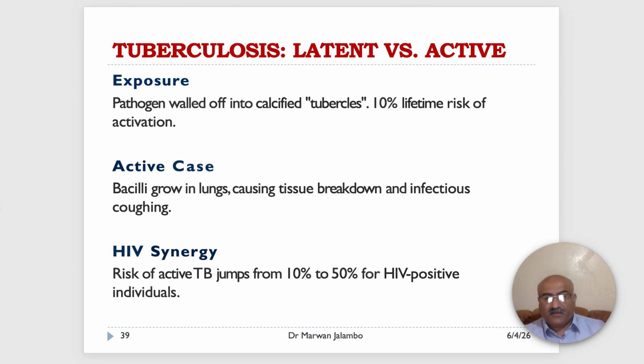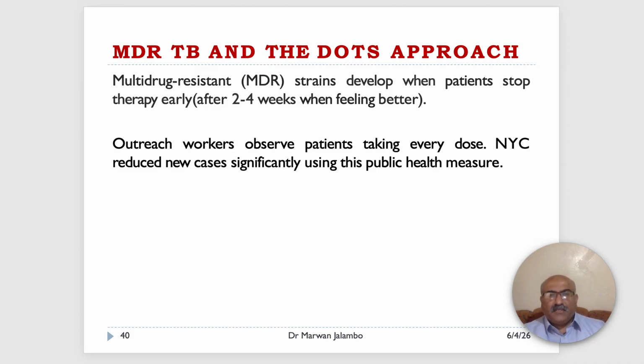Treating tuberculosis is difficult because the regimen takes 6 months, leading to the rise of resistant strains. MDR, or multi-drug resistant TB, and the DOTS approach, DOT, directly observed therapy. When patients stopped taking tuberculosis medication early, they developed multi-drug resistant tuberculosis. To solve this, public health uses DOT, directly observed therapy. We literally watch the patient swallow the pill.